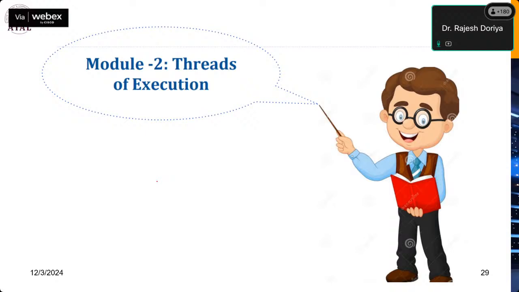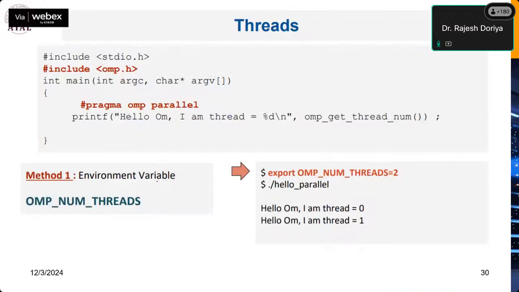Now let us talk about the threads of execution. We have already understood the variety of ways through which we can limit the number of threads, right? The first way we have studied is using the environment variables. Using the number of threads variable, we can set the number of threads like this, and then we can execute the program. Whatever number of threads you give in this environment variable, only that many threads are going to be allowed by the compiler.